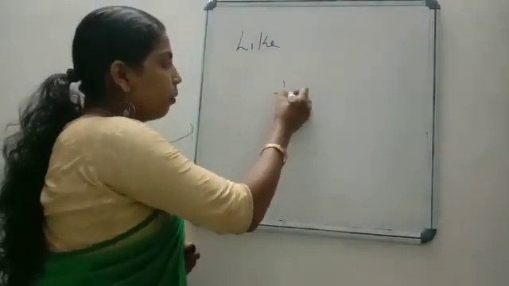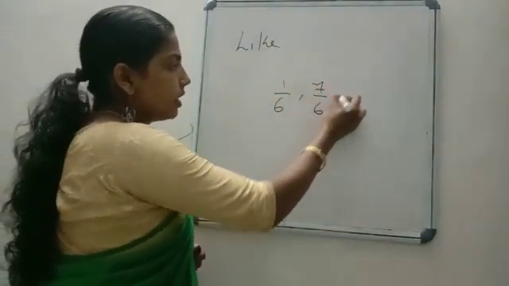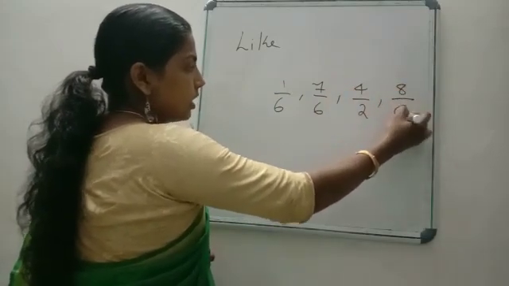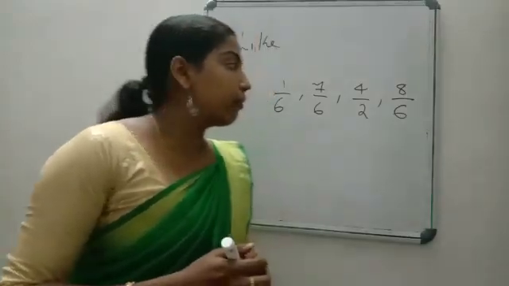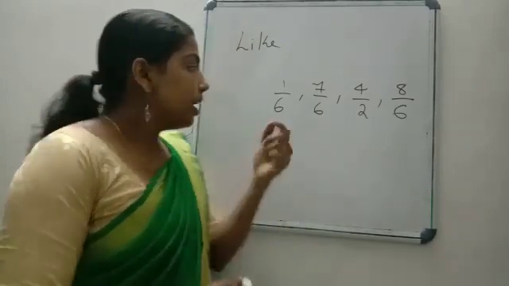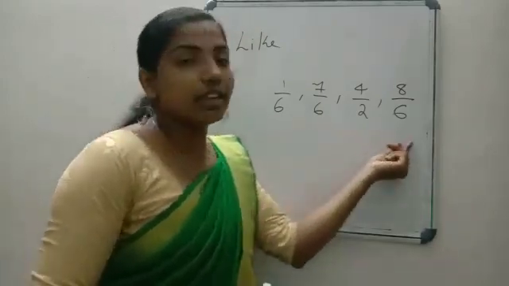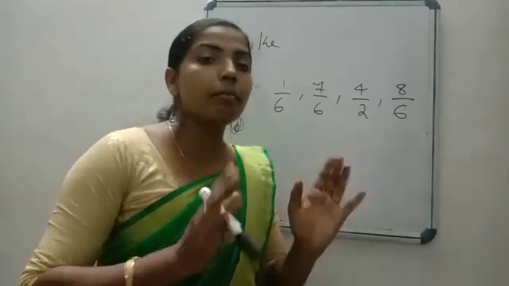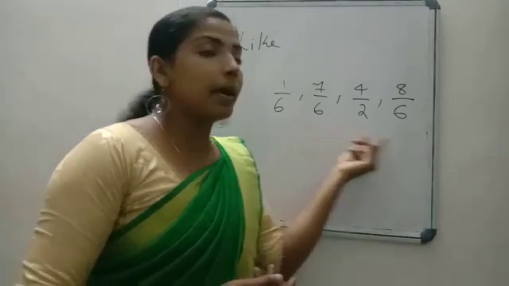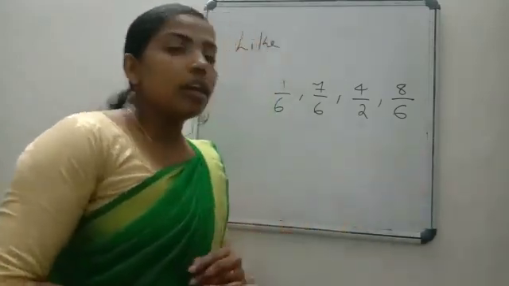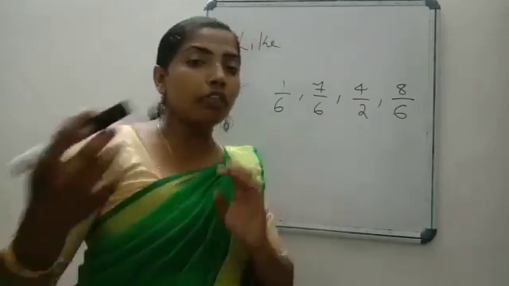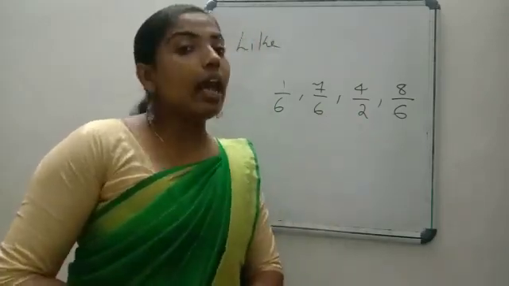For example, 1 by 6, 7 by 6, 4 by 2, 8 by 6. Among these, which all are called like fractions? Can you say? See, which fractions have the same denominator? 1 by 6, 7 by 6 and 8 by 6. These three fractions have the same denominator. So, from these, the like fractions are 1 by 6, 7 by 6 and 8 by 6. So what is meant by a like fraction? If the denominators of the given fractions are same, such fractions are called like fractions.